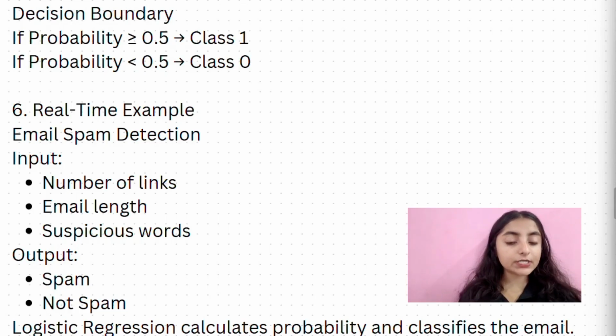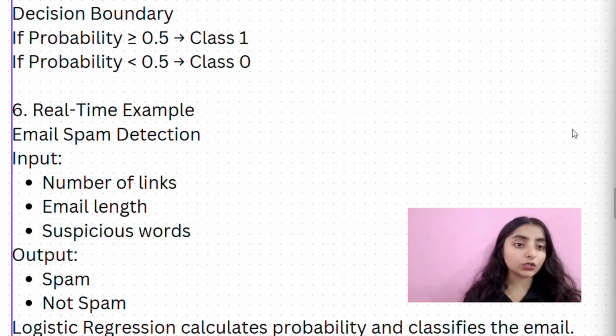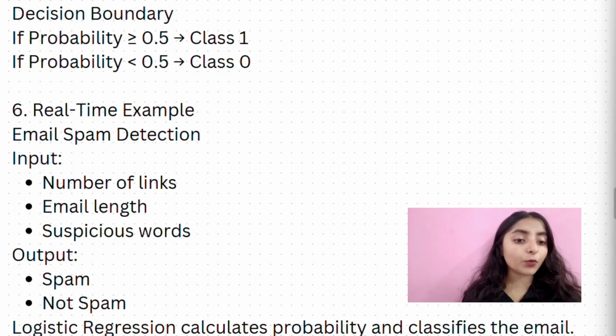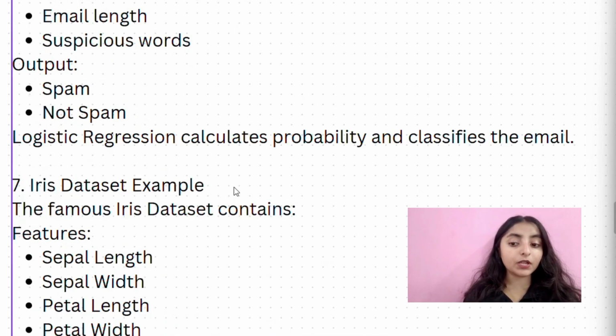So here we can see the real-time examples. The real-time example detects spam email: we give inputs like the number of links, email length, and suspicious words. By using those, we get an output of whether it is fake or not. So like this we do it. Logistic regression calculates the probability and classifies the email. Next, we'll take the iris dataset example.